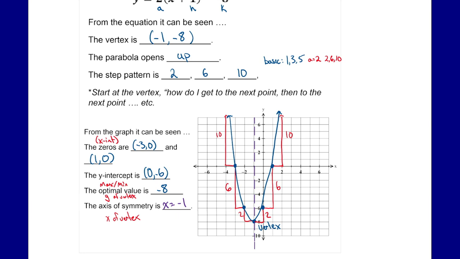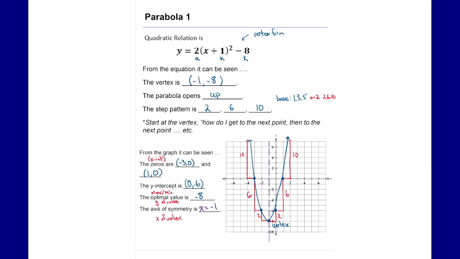So again, you don't need to draw that in there. If it helps you identify what the axis of symmetry is, you're more than welcome to, but you don't need to if you're asked to find it. So that's graphing our vertex form equation.